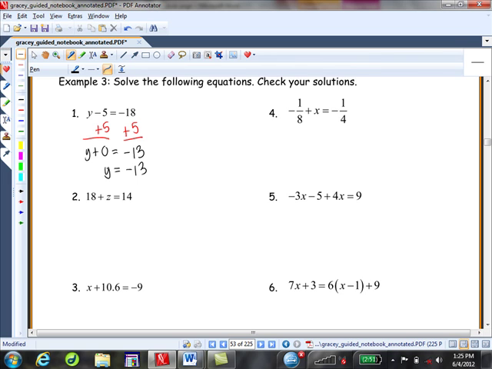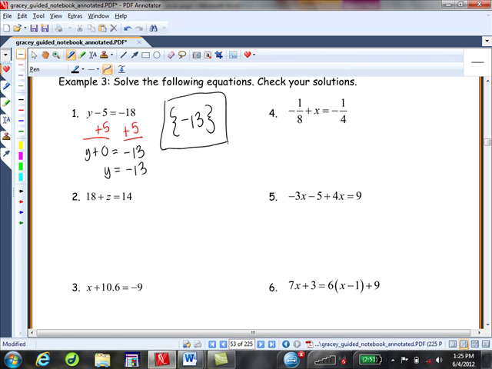So here, we want to use roster notation. What this says is that negative 13, and only negative 13, will work as the solution to that equation. All right? Good. All right, so let's take a look at number 2.